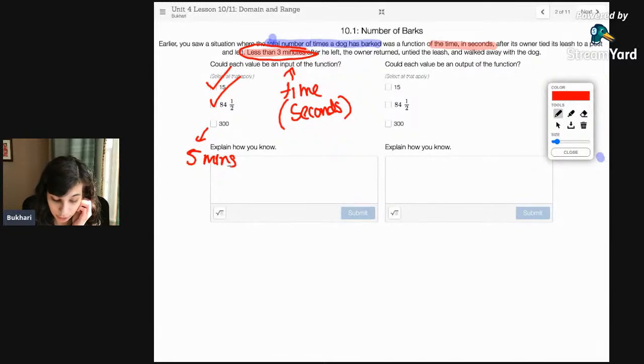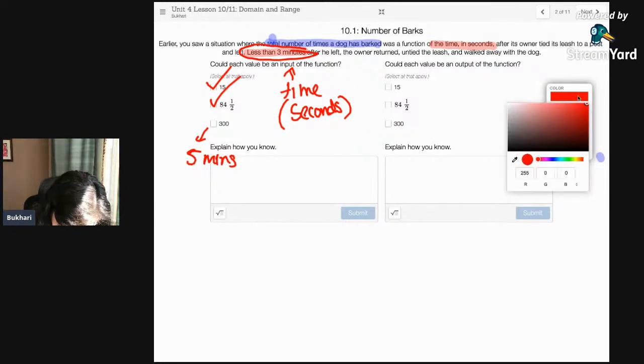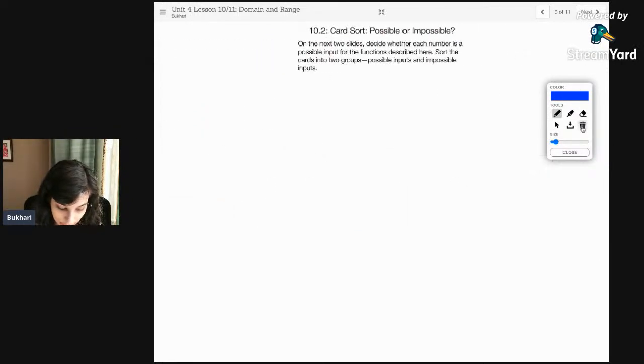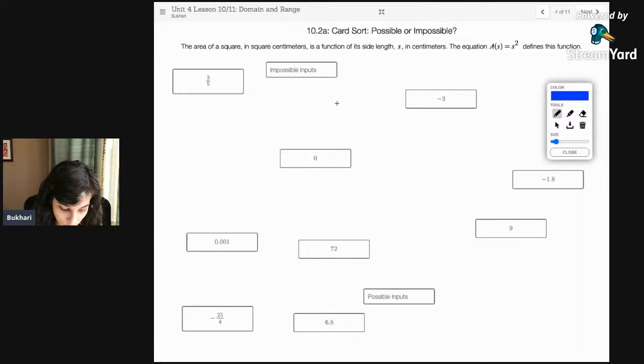On the other hand, we can look at our different output values. My output here represents the total number of times the dog has barked. I want you to take a look at those 3 scenarios and ask: can the dog bark 15 times? Can the dog bark 84 and a half times? Can the dog bark 300 times? Think about why that may or may not make sense. You'll be practicing this with a bunch of scenarios moving forward.